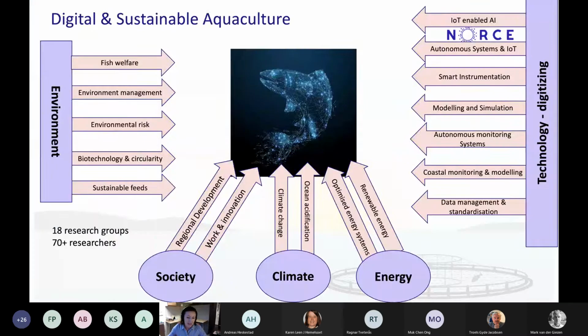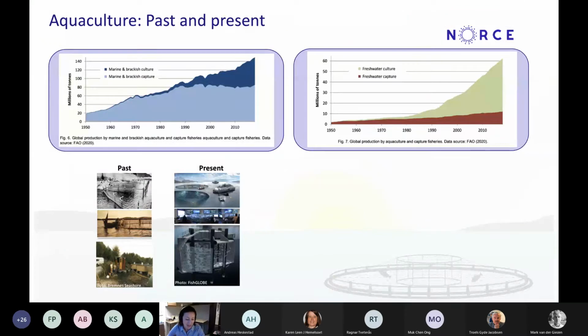Here are represented, I represent a different research area and their multidisciplinarity. So 5 out of 6, basically, of these research areas are directly contributing to sustainable and digital aquaculture, covering the value chain from basic science to commercialization. But, well, enough of Norse. We're here to talk about a specific reason for being here, and that's the aquaculture challenges, your challenges and our challenges.